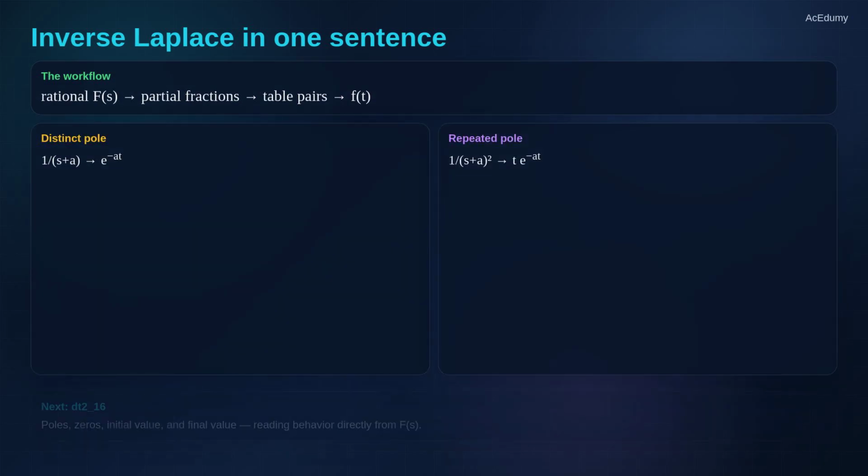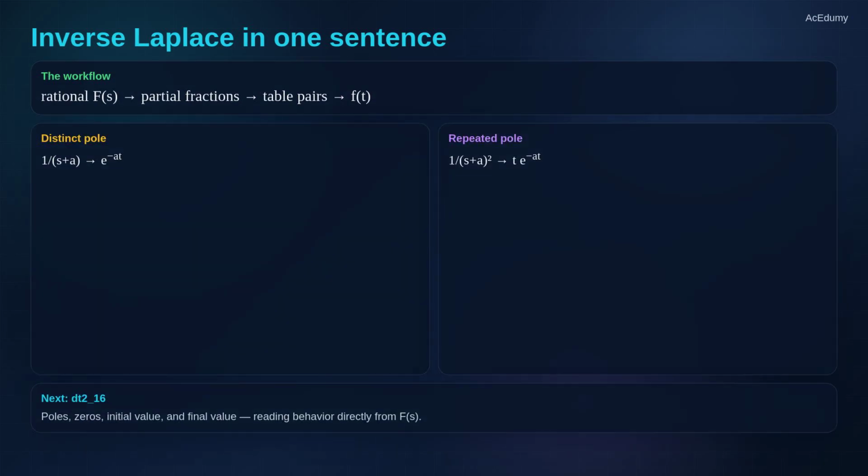Summary. Inverse Laplace in circuits is table matching after algebra. Partial fractions turn one complicated rational expression into a sum of simple modes. Distinct real poles give weighted exponentials. Repeated poles add t times exponential terms. Next lesson, we zoom out and read poles, zeros, initial value, and final value directly from f of s.